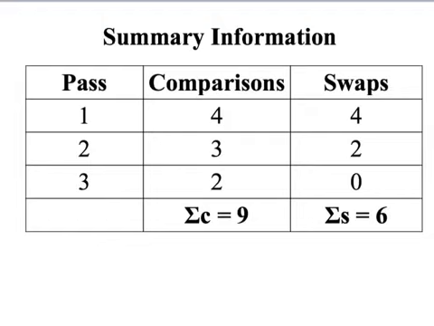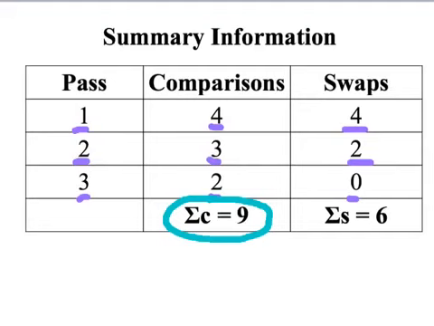And what I've done here is I've just done a quick summary of all the information that I got as we were running through this algorithm. So on the first pass, there were 4 comparisons, 4 swaps. Second pass, 3 comparisons, 2 swaps. Third pass, 2 comparisons, but no swaps. And I've used the sigma notation here. So all I'm saying at the bottom to summarise this algorithm, sigma c equals 9, there were 9 comparisons. Sigma s equals 6, so there were 6 swaps.